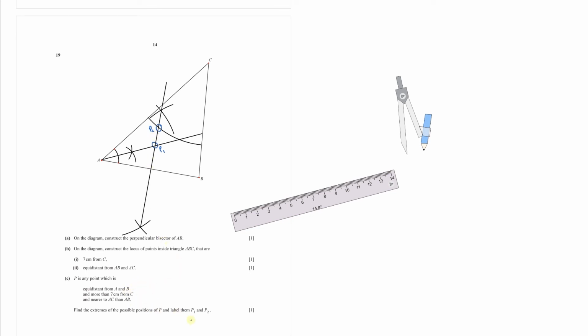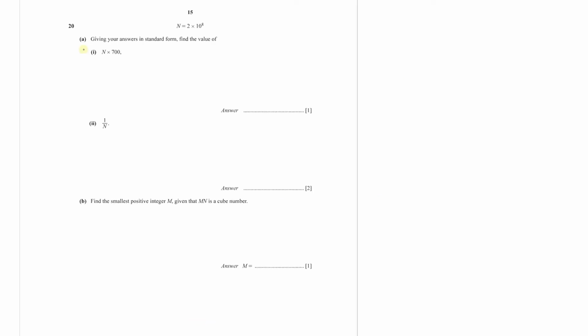So this is your question number 19. Question number 20 is, giving your answers in standard form, find the value of n multiplied by 700. So you're given n as 2 into 10 power 8. So 2 into 10 power 8 is your n, and then you're multiplying it by 700. So 700 times 2 is 1400 into 10 power 8.